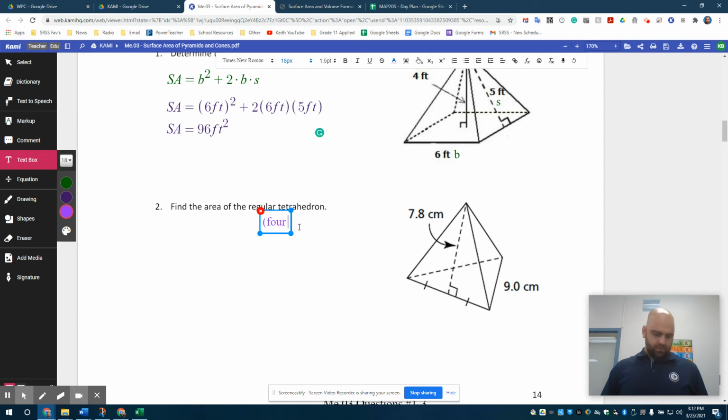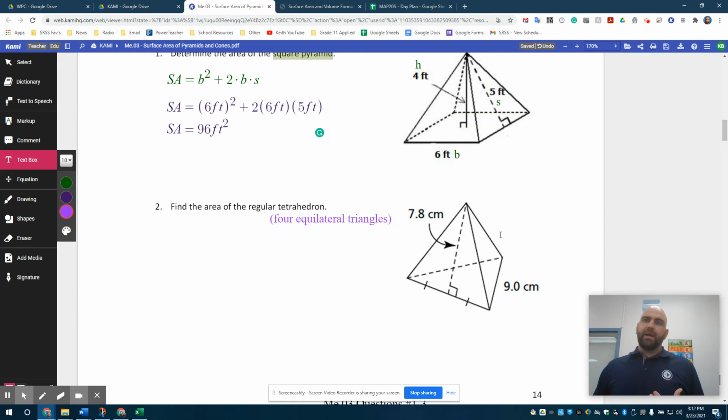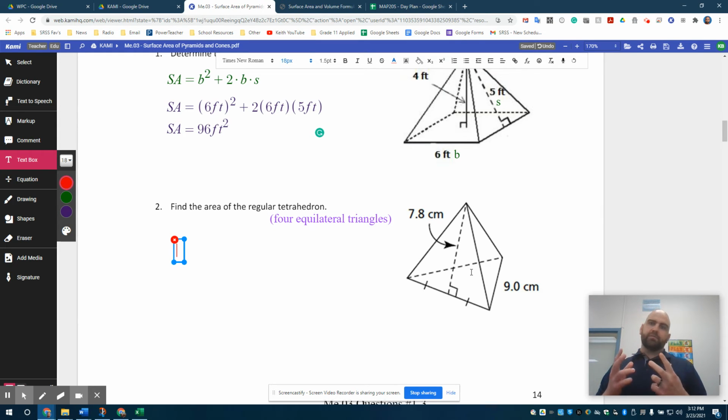So this is 4 equilateral triangles. That's what a regular tetrahedron means. To find the area of this shape, we need to find the surface area of one side and then multiply it by 4. One of them is the base, the other 3 are the lateral area. So if you have to find the lateral area, you find 3 of them. If you have to find the whole thing, you find 4 of them. And that is a regular tetrahedron.